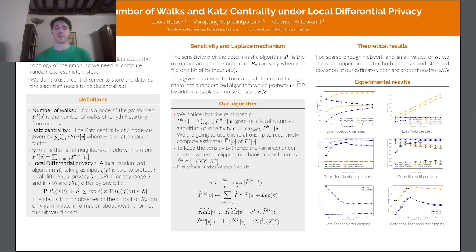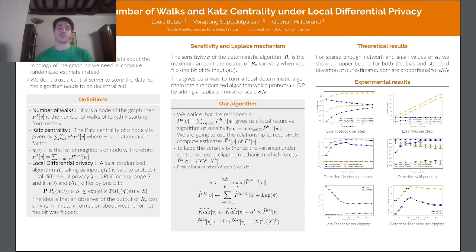So now that we have all the necessary notions to understand our work, let's introduce the algorithm. The idea behind our algorithm is to notice the relationship between the number of walks of length k and the number of walks of length k minus 1. This relationship is that the number of walks of length k starting from node v is the sum over all of its neighbors of the number of walks of length k minus 1 starting from the neighbor.